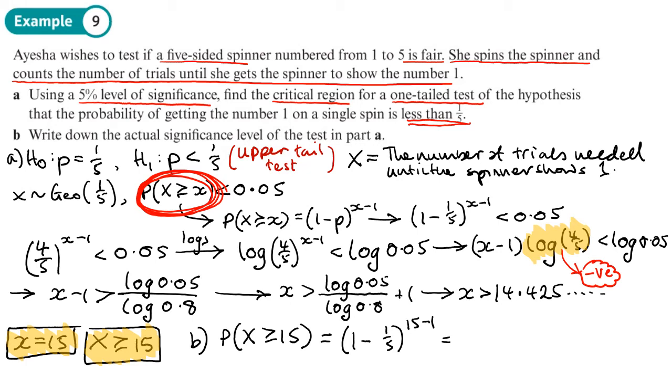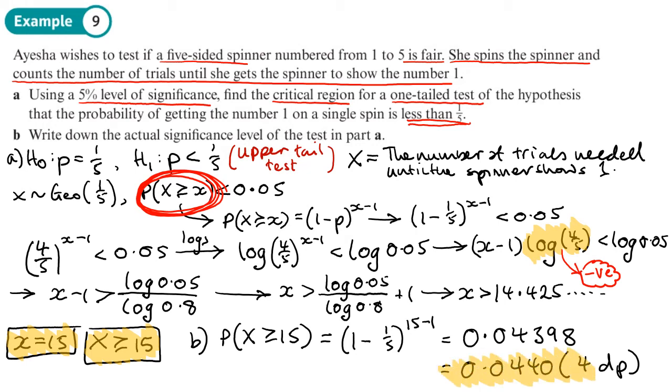And we get 0.0 4398. So 4 decimal places, 1, 2, 3, 4, that would be 0.0440. So that's 4 dp. For probability questions, we'll go for 4 decimal places there. So that's the actual significance level. You could say it's 4.4%.